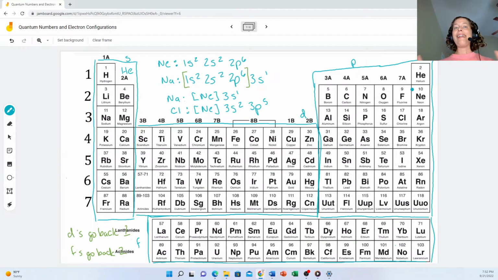Okay, so now we can go and practice some more Ds and throw some Fs in, and I'm going to use the noble gas shortcut just so I can fit the electron configuration on the page. Otherwise, I don't know if I could fit it on the page. I'd have to write teeny, teeny, tiny.